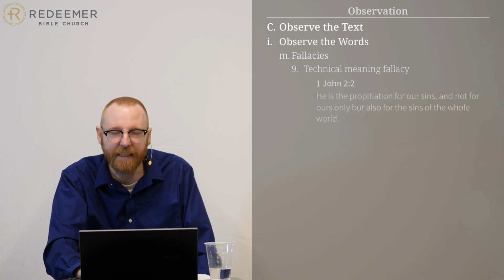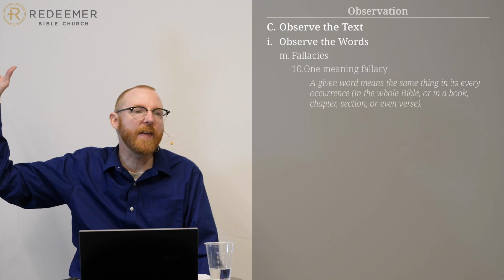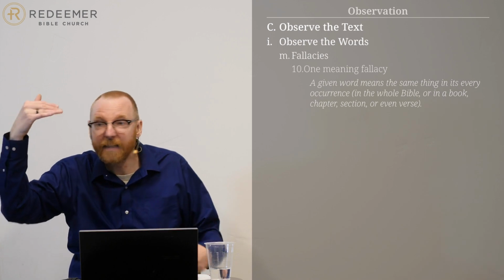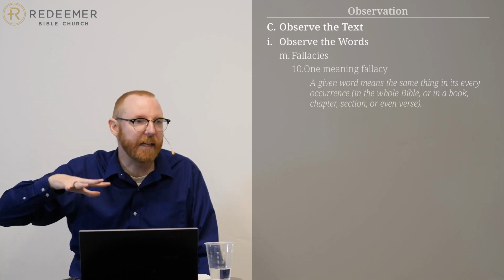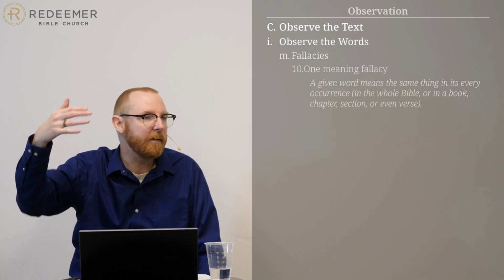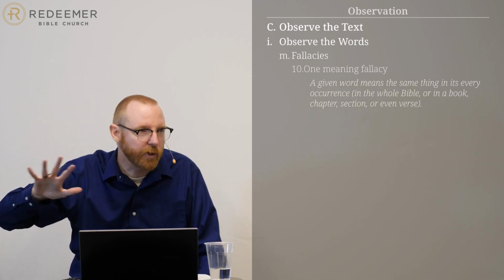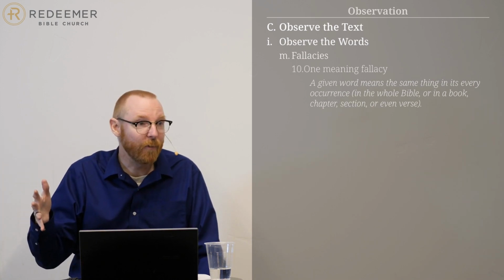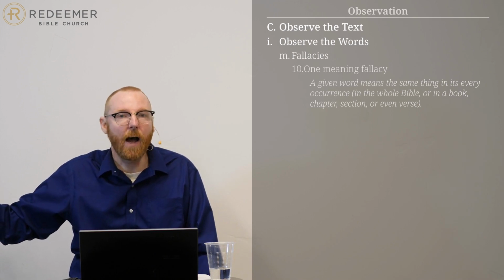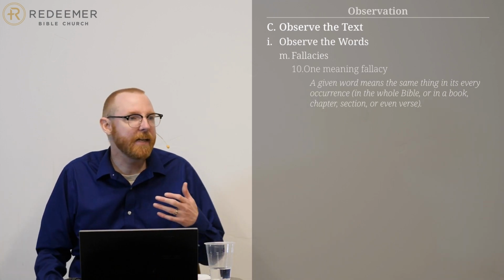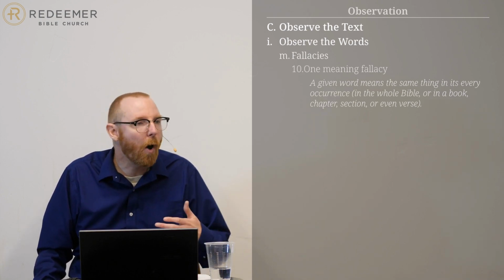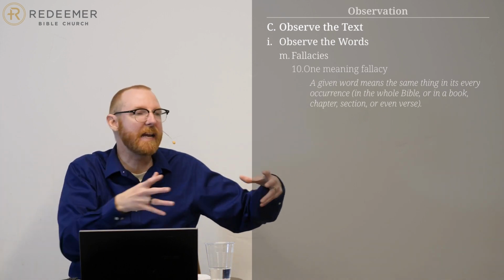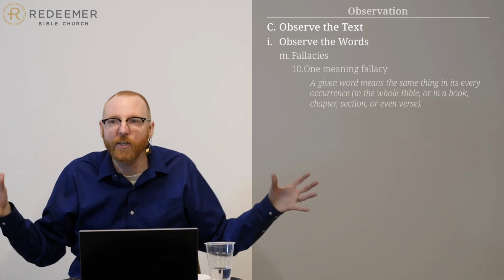And then the one meaning fallacy is that this word always means the same thing everywhere, right? And once again, that's not how words work. You could find different meanings in the same chapter. Now, usually, if an author uses a word five times in a chapter, he's going to use the same meaning throughout. But he doesn't have to. Just like you could say, I went for a run, I ran my business. You could put those in the same paragraph. So can Paul.